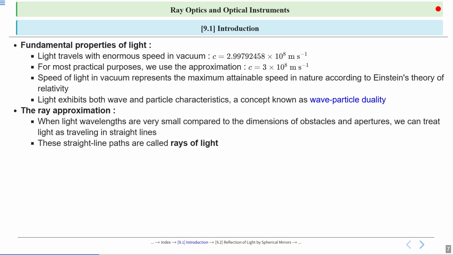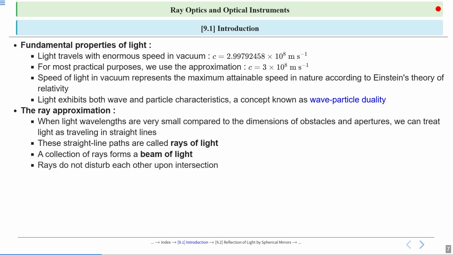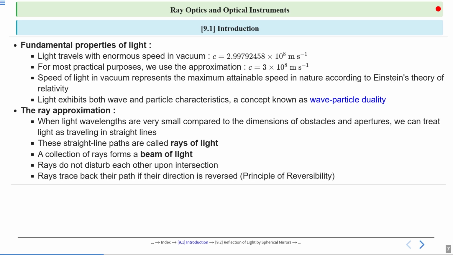These straight line paths are called rays of light. So light travels in straight lines, and this straight line path is called a ray of light. A collection of rays, a number of rays in a bundle, is called a beam of light. Rays do not disturb each other upon intersection. If two rays of light intersect each other, they do not change the path of each other.